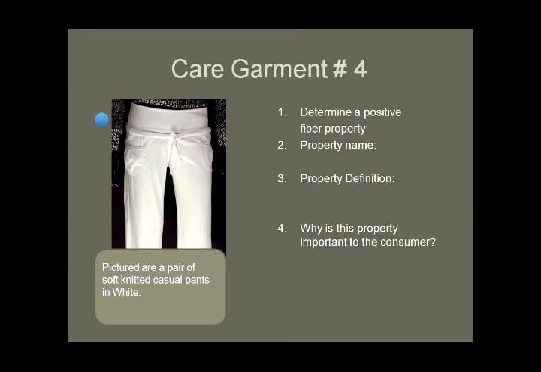In the next slide, we have a garment that is pictured. It's a pair of soft knitted casual pants in white. And this time we're taking a look at the care category. Determine a positive fiber property for this category. Determine the property's name. Define the property, and then say why this property is important to the consumer who's going to be wearing these white pants.